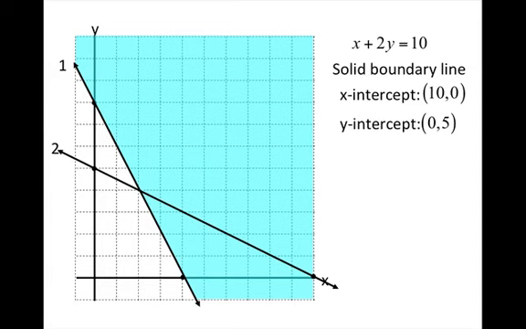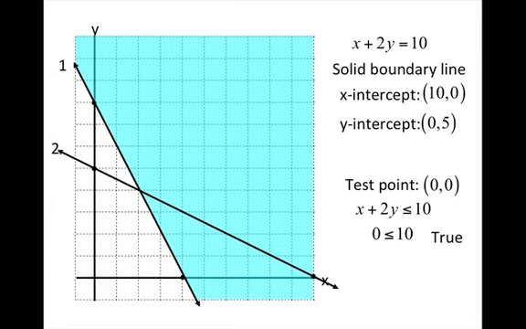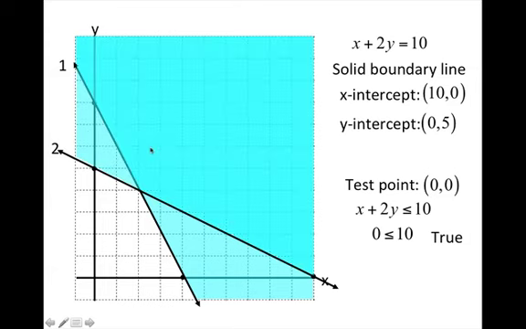Since that boundary line does not go through (0, 0), I can test (0, 0). So use your original inequality, the less than or equal to 10, and if I plug in (0, 0), I get 0 is less than or equal to 10, which is true. So for line 2, (0, 0) was true. So below the line is true, above the line is false. So mark out or shade the false area. So you're going to shade above the line.